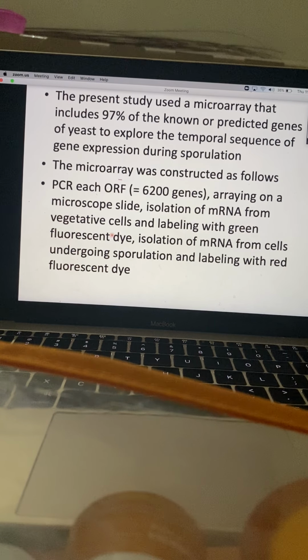Then you isolate the mRNA from vegetative cells and you label them with a green fluorescent dye. And you isolate mRNA from cells undergoing sporulation and meiosis, and you label them with a red fluorescent dye. And I'll show you a diagram. So here.